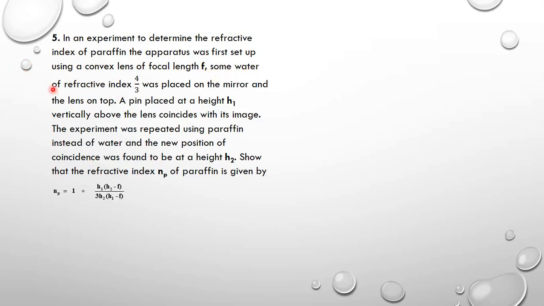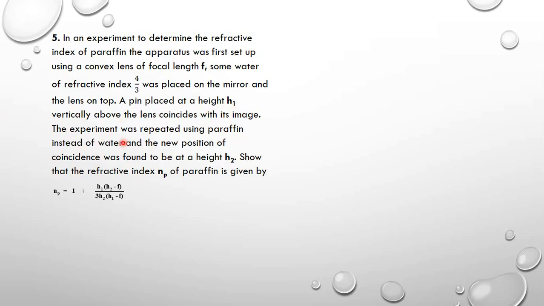Some water of refractive index 4/3 was placed on the mirror and the lens on top. A pin placed at a height h1 vertically above the lens coincides with its image. So that means h1 is the focal length of the combination of the glass lens, the convex lens, and then the liquid lens.